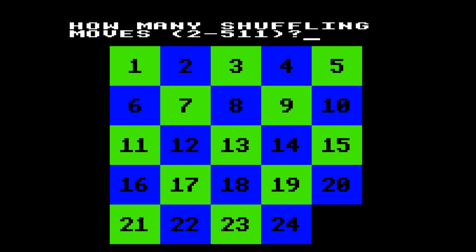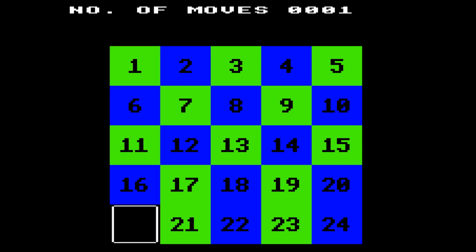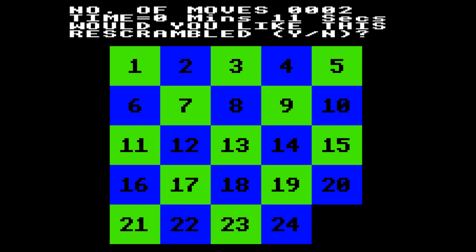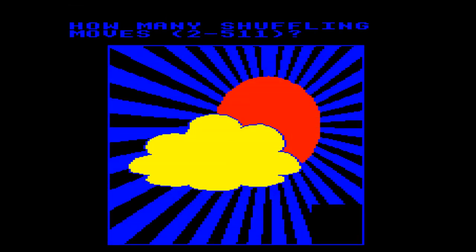Let's do 3 for that one. Oh dear, my word. So I need to move the 1 up there, 6 up there, 11 up there, 16 up there. Oops, wrong button. And then, so 21, 22, is that right? Okay, I said 3 moves, but it seemed to only do 2. Maybe it did half the column and then the next half of the column or something like that. But yeah, these aren't very interesting. Let's have a look at the sunscape instead, which is much nicer.